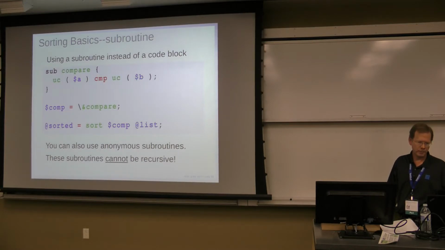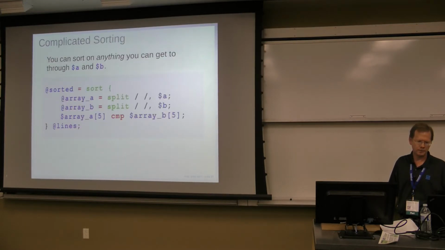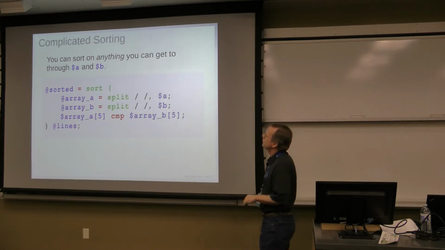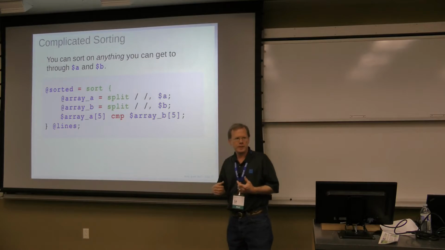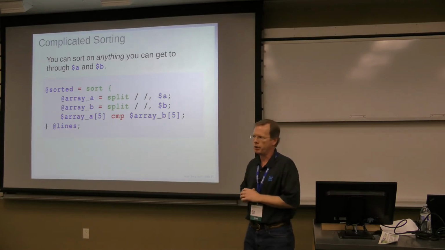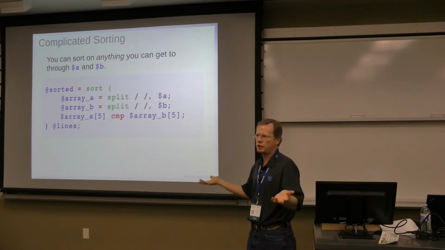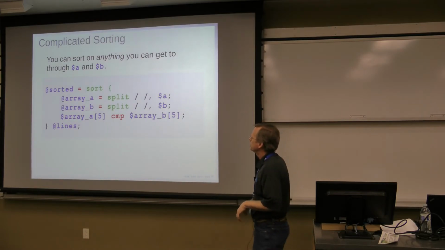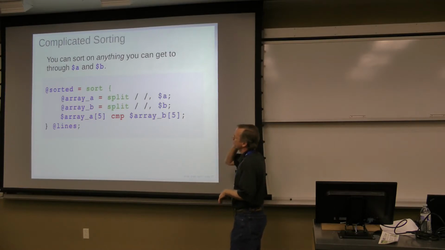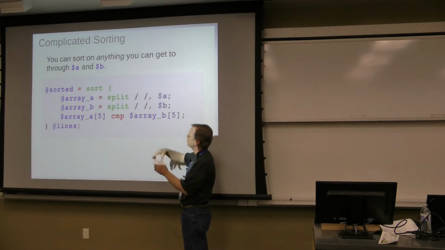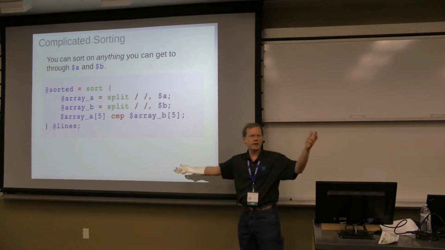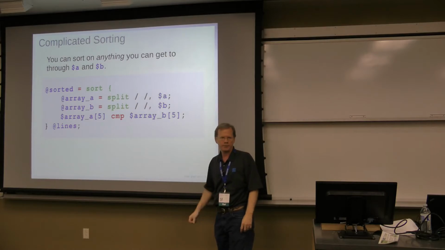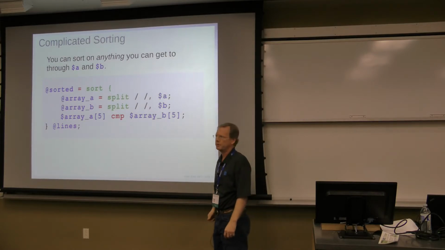So let's look at a little bit more complicated sorting. We can sort on anything that we can access based on $A and $B. So it doesn't have to be just A and B we're sorting on. We can sort on something you can get to through A and B. So for example, here we have some list that's like a line from a file. And we want to grab the fifth thing on that line and sort by that fifth thing, whatever that is.